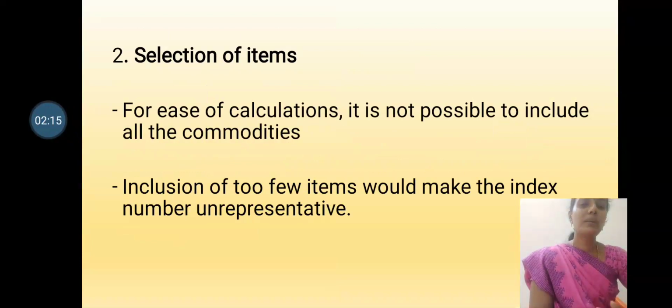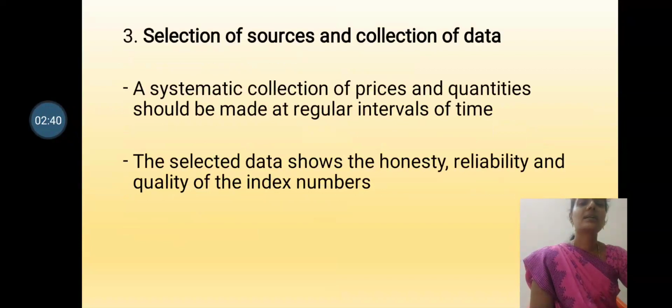So with the passage of time, taste and habit of people also change. And some of the items lose its importance and value while some other new items appear to be more important. So the selection of items is more important. If there is a failure in the selection of item, it will lead to a problem in the construction of index number. Then the third one is selection of sources and collection of data.